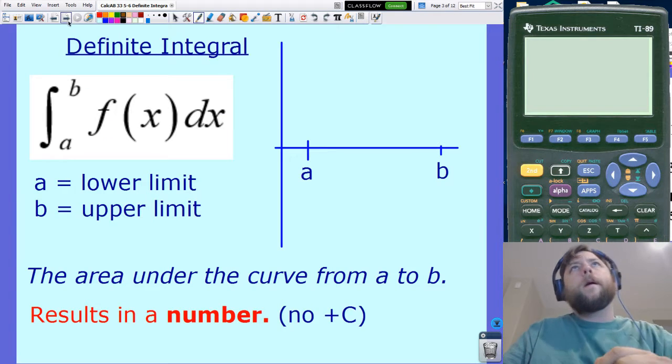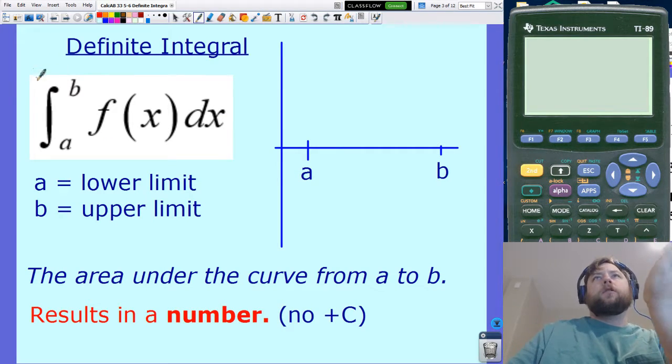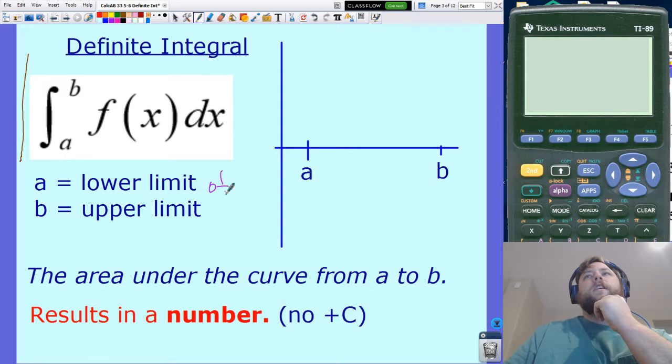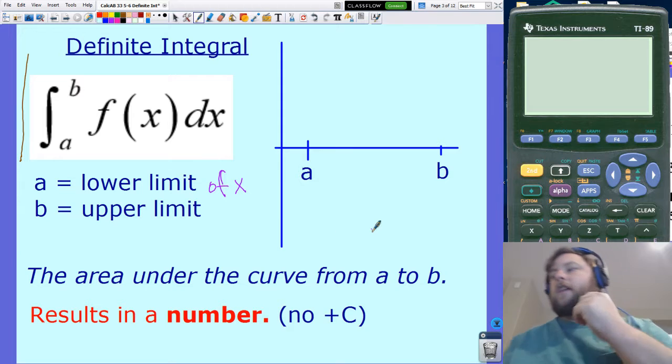Let's begin. Here's what a definite integral looks like: the integral from a to b of f of x dx. So what does that mean? a and b represent the lower limit and upper limit of x. These are like your highest x and your lowest x.